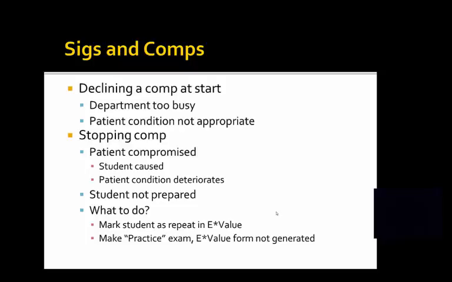If you feel like halfway through the comp the student is really not prepared, they're doing a lot of things wrong, they don't seem sure of what they're doing, you can step in and tell the student, you know what, we're going to have to stop this. And there are 2 things that you can do. You can have the student send you the comp sheet in eValue and mark it as a repeat, or you can say, you know what, we're going to consider that a practice exam, and then an eValue form will not be generated.